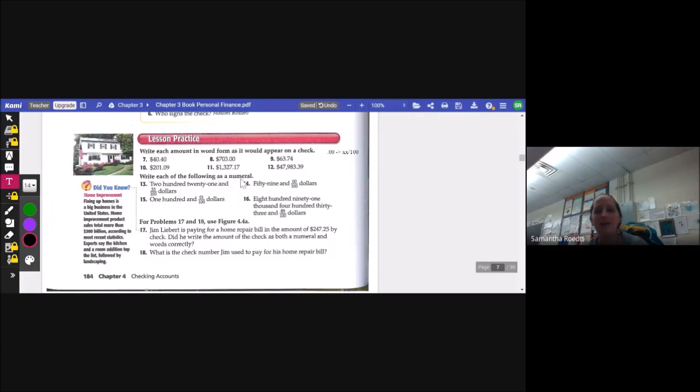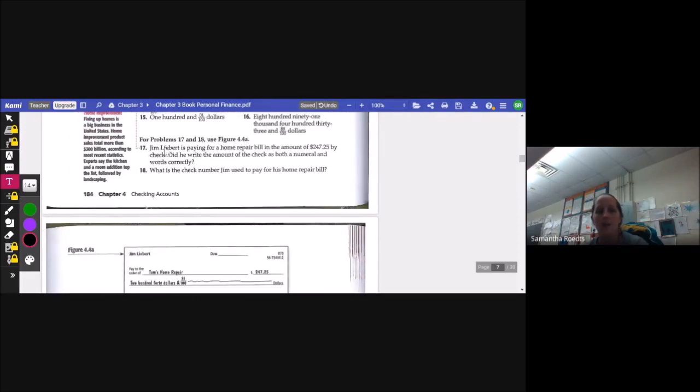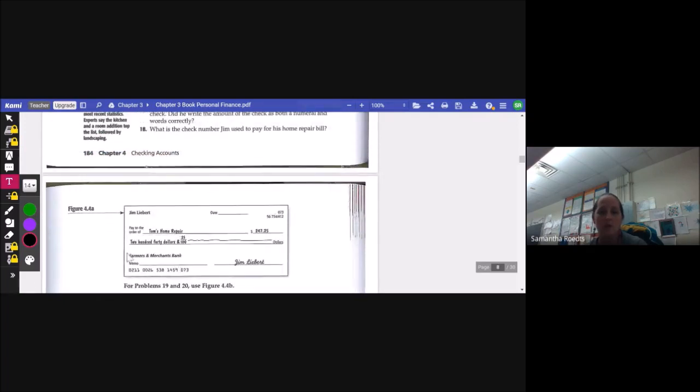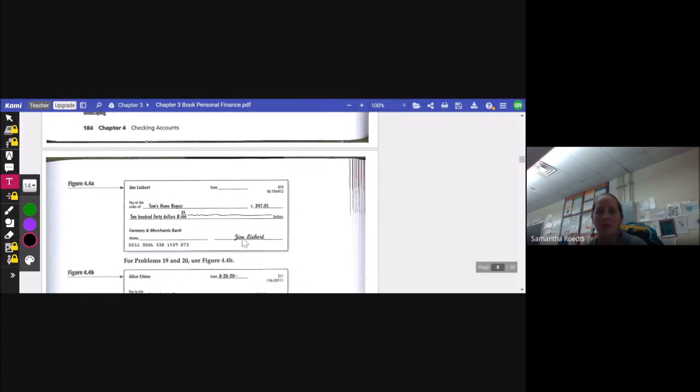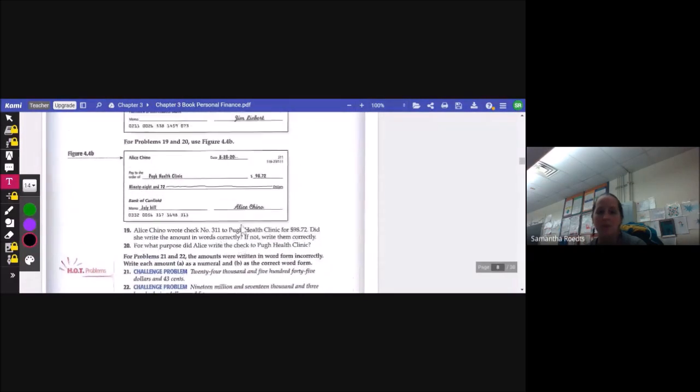Write each of the following as a numeral. So 13 through 16, you're writing those in number form. Again, 0, 0 over 100 would be 0.00. For problems 17 and 18, they want you to use this check right here. And then 19 and 20, they want you to use the check here to answer the questions.